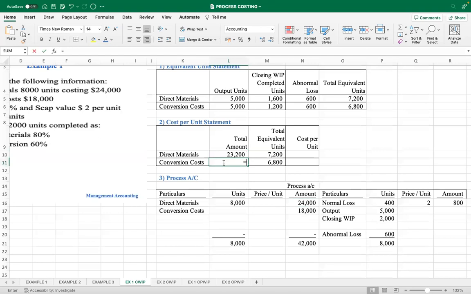Conversion cost did not have any normal loss. Normal loss was a percentage of materials and not conversion. That is why we remove this amount from that amount. But in conversion, you post it the way it is. Now, how do we get cost per unit? Cost per unit is the total amount you divide by total equivalent units.